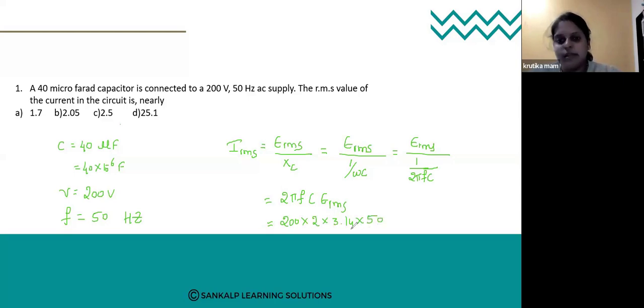So we have all the values, and the C value, capacitance, is 40 into 10 raised to minus 6. So multiply all these values: 2 into 3.14 into 50 into 40 into 10 raised to minus 6 into 200. If you multiply this, you will get 2.51 ampere. So the IRMS is 2.51 ampere. That is option C, the right answer, students.